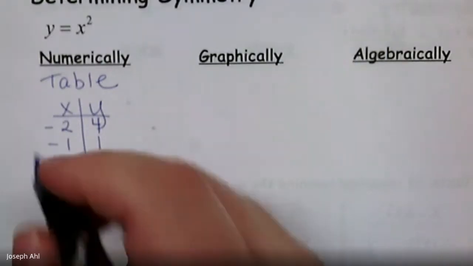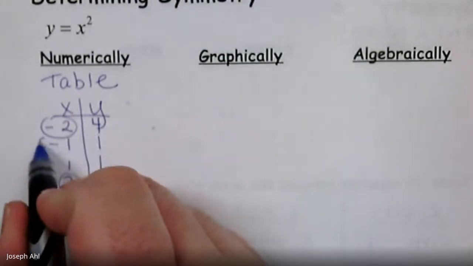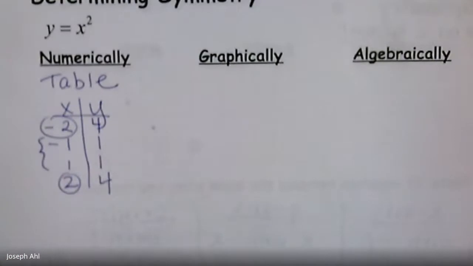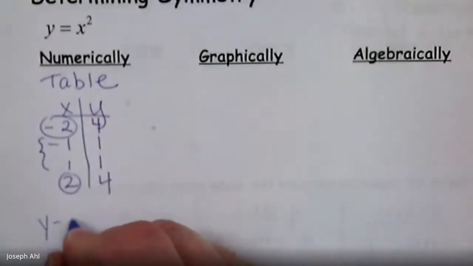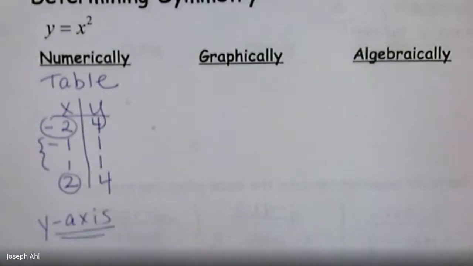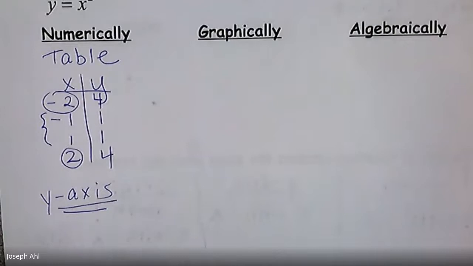So what's going on here? Well, since x and negative x have the same y value, and the same thing applies in the middle here, right? If you can replace x with negative x and have the same y value, the conclusion is we know we have y-axis symmetry. Okay. So y-axis symmetry exists when you can replace x with negative x, and that's true in this case.